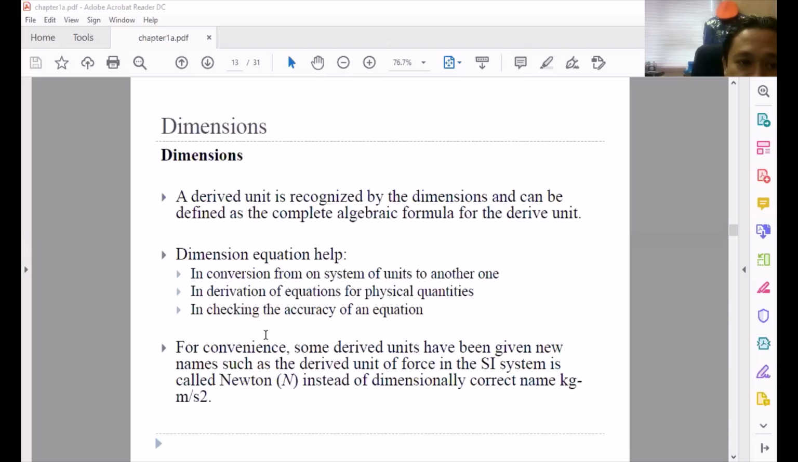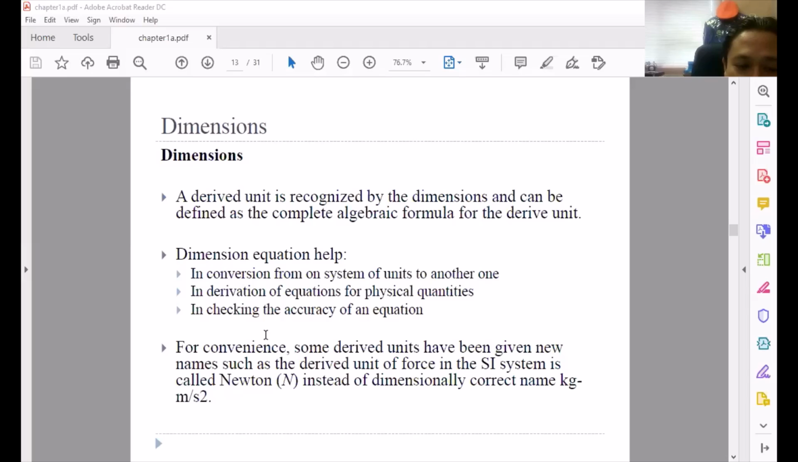Okay, so the dimension. The dimension of a derived unit is recognized and can be defined as the complete algebraic formula for the derived unit. The dimension equation helps in conversion from one system of units to another, in the derivation of equations for physical quantities, and in checking the accuracy of an equation.